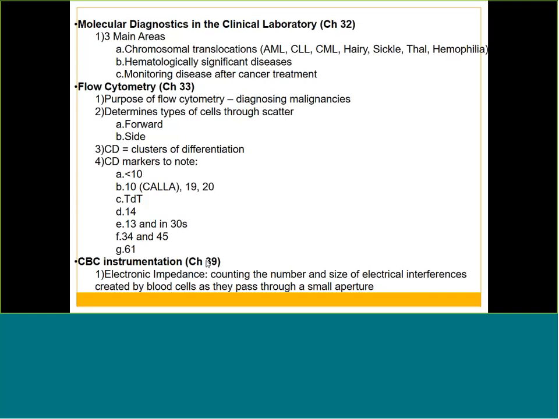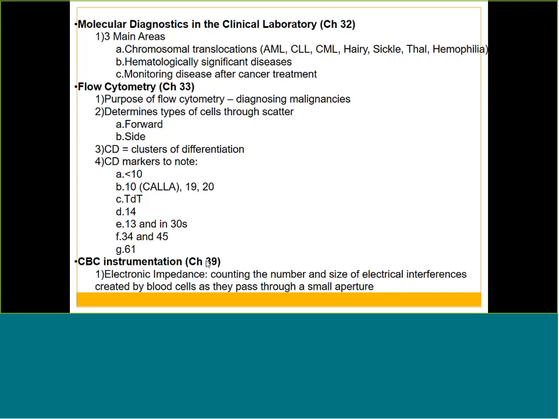TdT is a very immature cell marker belonging somewhere in the lymphocyte area. So it's either a B or a T cell, but it's an immature lymphocyte marker. CD14 was monocytes. CD13 and a lot of the 30s tend to belong to the granulocytes. CD34 and 45 are very immature cells, and CD61 is megakaryocytes. Make sure you go back and look at the PowerPoint or listen to lecture. Make sure you have these CD markers memorized.